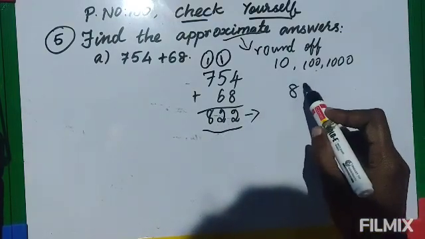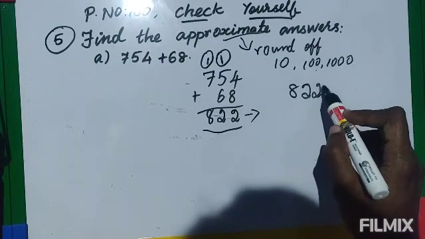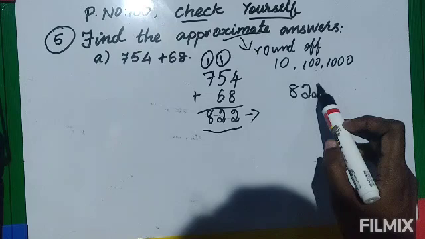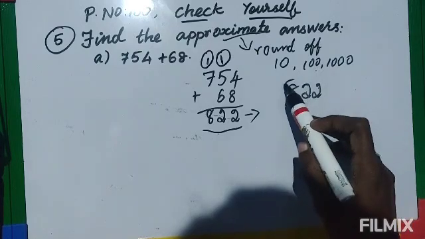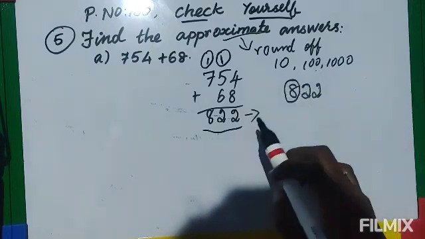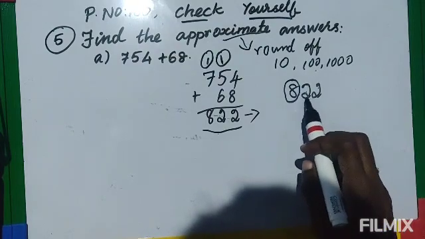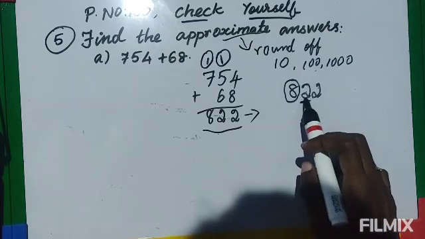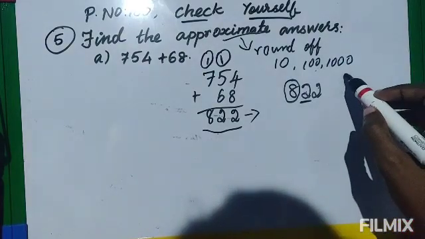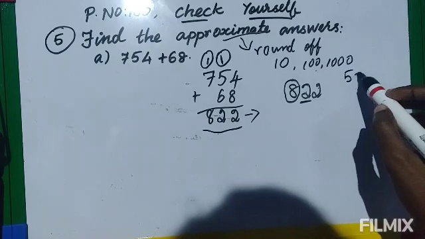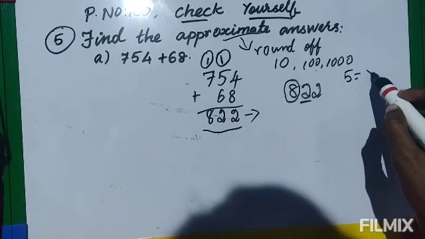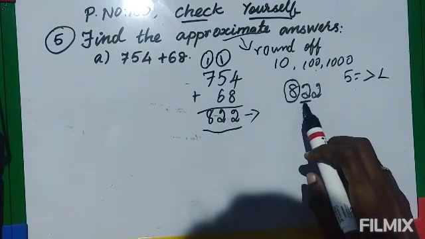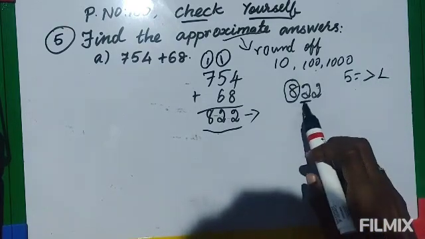So I am taking now 822. Round off to the nearest 100. First you have to circle the number in hundreds place. Ones, tens, hundreds. So circle the number in hundreds place. Then you have to look at the next number on the right side. Here the next number on the right is 2. You have to check with 5 whether it is equal to 5, less than 5 or greater than 5. And 2 is less than 5, smaller than 5.